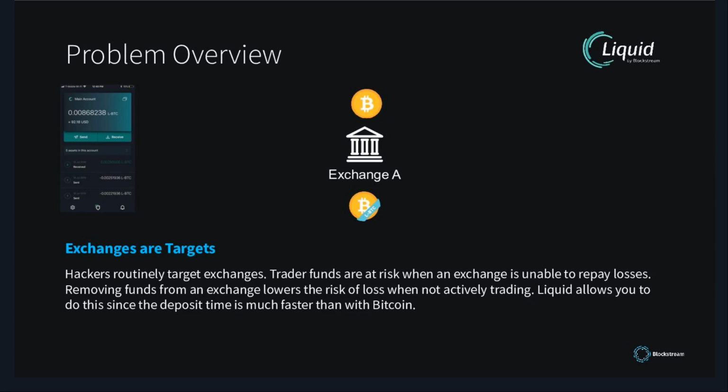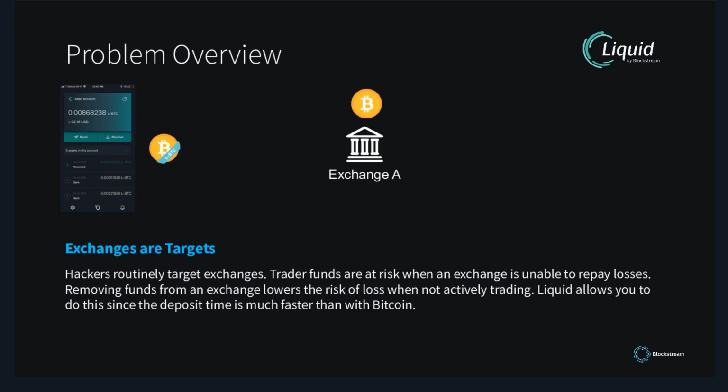So what this means is, I'm done trading for the day. It's a manual trading system I'm doing. I'm done. I'm going to go to sleep for the night. But in the morning, I want to be able to trade right away. If I just had Bitcoin, I'd have to leave it on the exchange because it would take me too long in the morning to trade. But with Liquid Bitcoin, I can pull that out. So I'm going to pull that Liquid Bitcoin out and put it in my wallet.